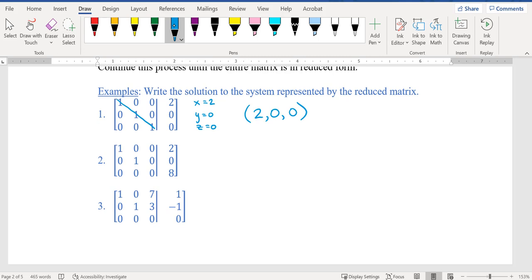Now, number 2. If I look at the diagonal, I get into trouble right here. That draws my attention to row number 3. I see that 0 is supposed to equal 8. That can't happen. My answer is no solution.